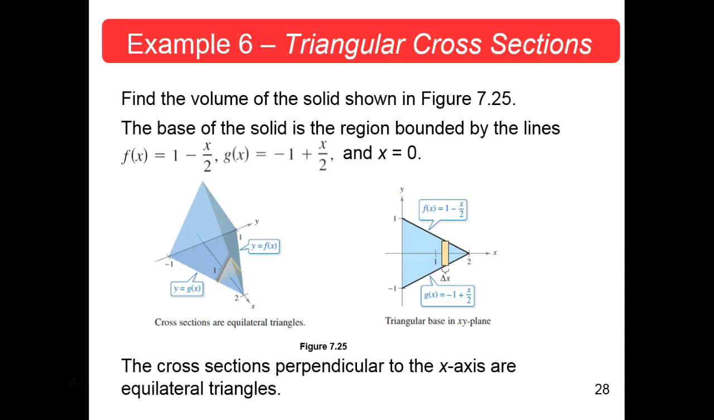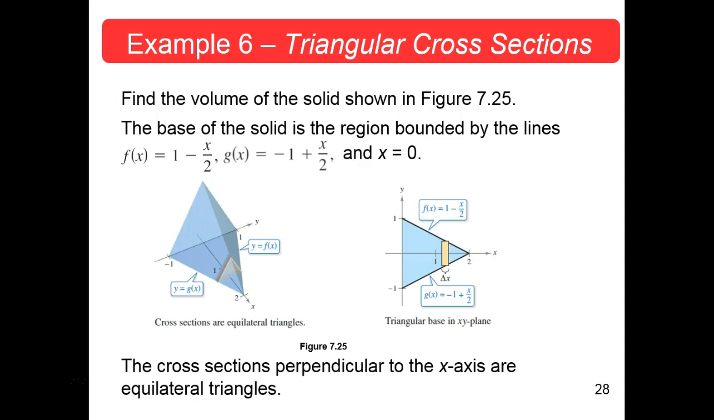You have to know a little bit about equilateral triangles, like what their areas are, in order to do this, but it's certainly doable. The thickness is delta x, the way they set it up here. The length is from here to here, so it's this thing minus that thing. That's quite doable. It's really easy to do.